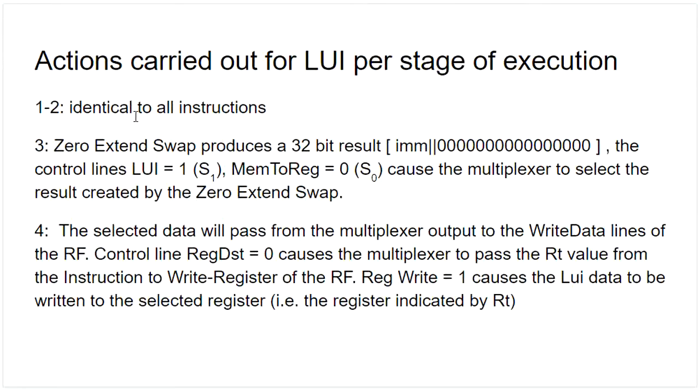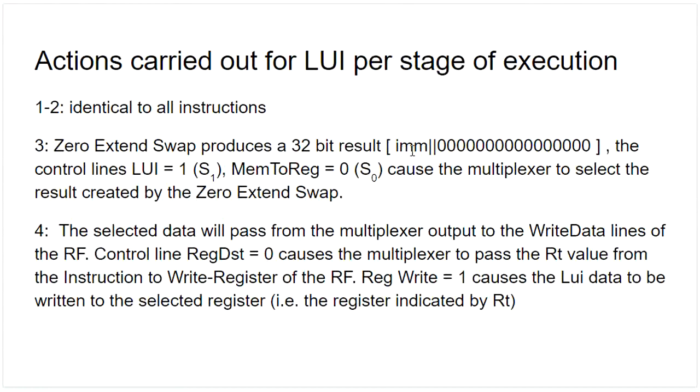So in stages 1 and 2, we do all the things we do for every command. I'm not going to explain what those are, but remember, I can explain it. It's just increasing the PC by 4. It's computing the branch address if we need it, just in case. A few other things. So that's what happens in stage 1. It's reading the instruction. By stage 3, we already know what the instruction is, and we know it's a zero-extend swap, and it's a LUI. Our zero-extend swap is going to produce this 32-bit result.